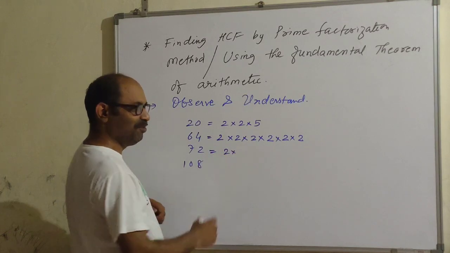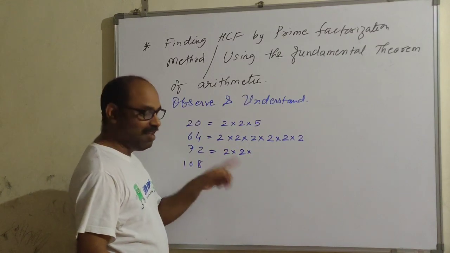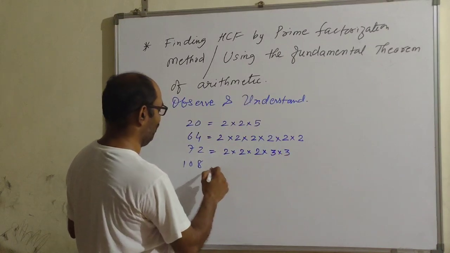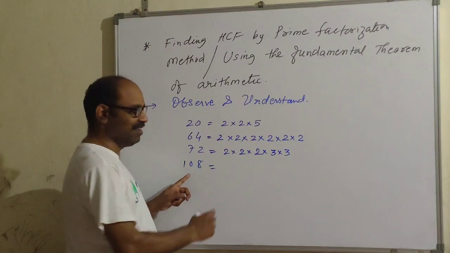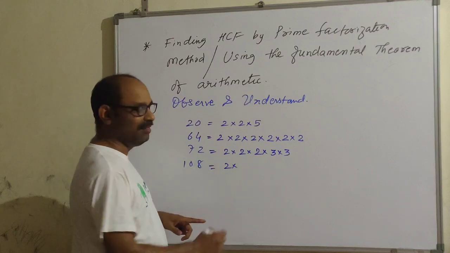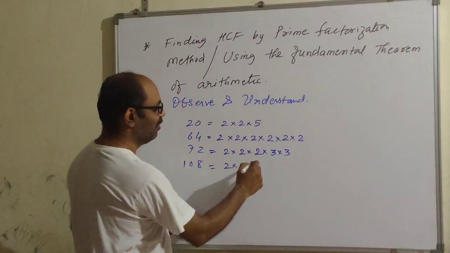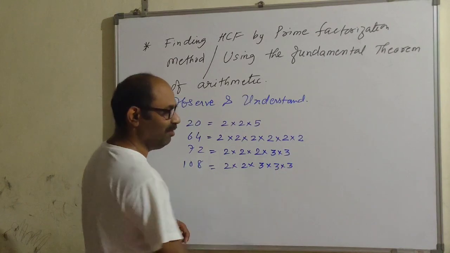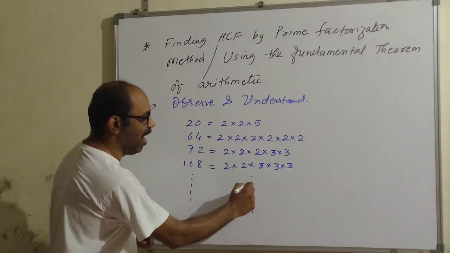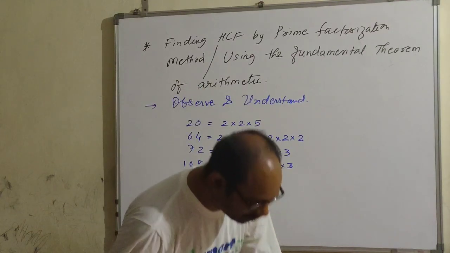Come on. 2 into 36. 36 further, 2 into 18. 18 further, 2 into 9. And 9 is 3 into 3. 108. 2 is a factor of 108. So 2 into 54. But 54 being composite, I won't write that. What is 54? 2 into 27. What is 27? 3 into 3 into 3. If I write more composite numbers, I can express their prime factors. I can obtain their prime factors. So, what do you observe here?